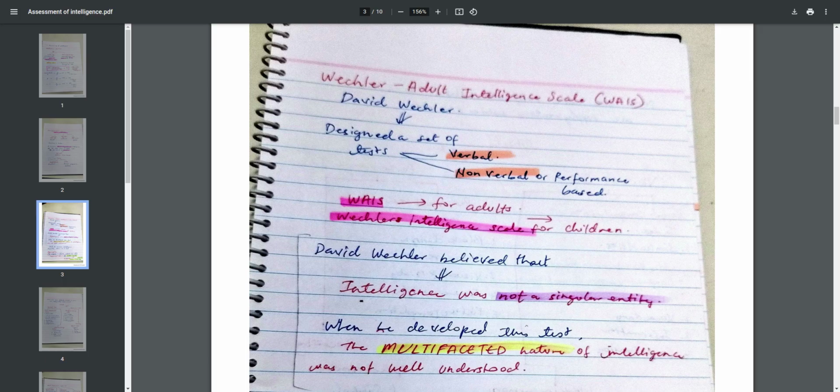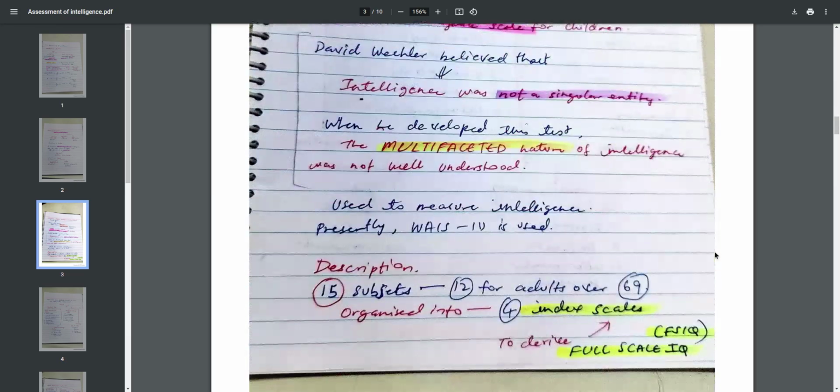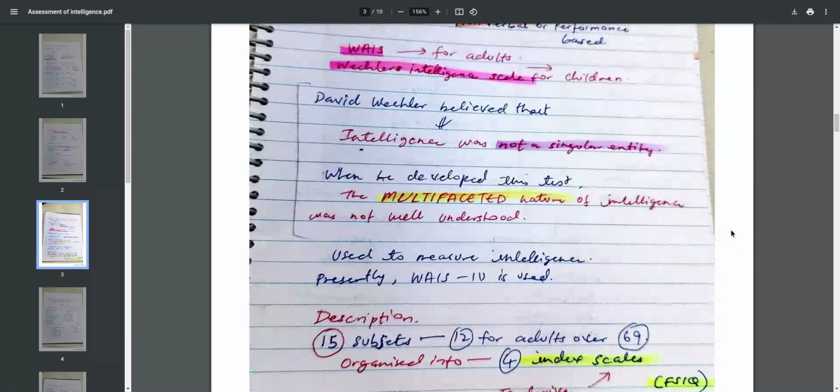So this was also of two kinds. Wechsler's Adult Intelligence Scale was for adults and the Wechsler Intelligence Scale was for children. So it measured intelligence of both adults and children. Now let's look at what David Wechsler himself believed about intelligence, which led to the development of this test.